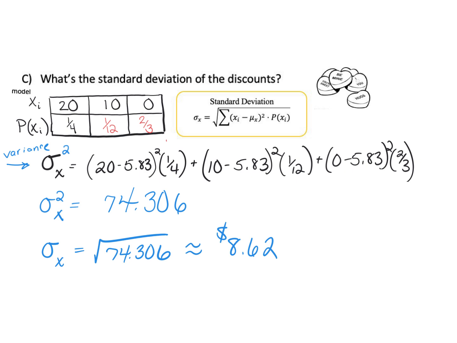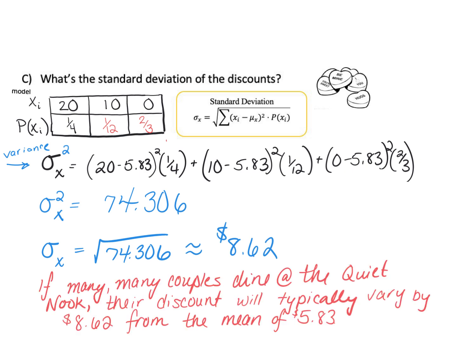Let's talk for a second about how we need to interpret that. Not really anything new to learn if you understand standard deviation from before. It's how much each value will typically vary from the mean. But this is probability now, so this is in the long run if many, many couples are dining. So if many, many couples dine at the Quiet Nook, their discount will typically vary by about $8.62 from the mean of $5.83.